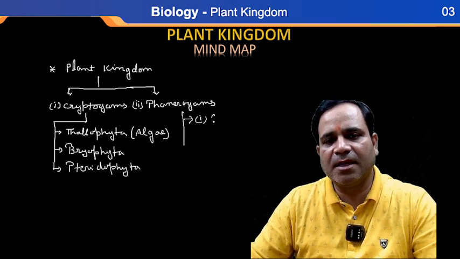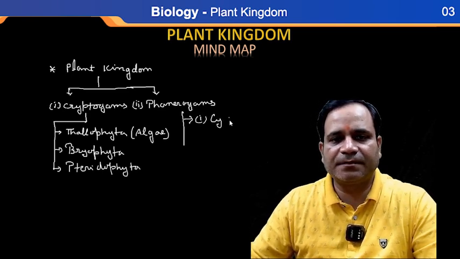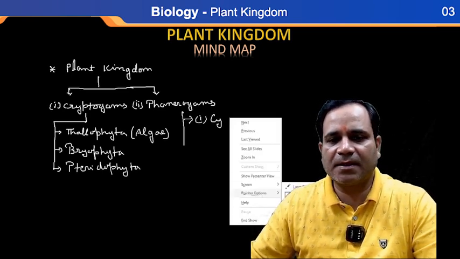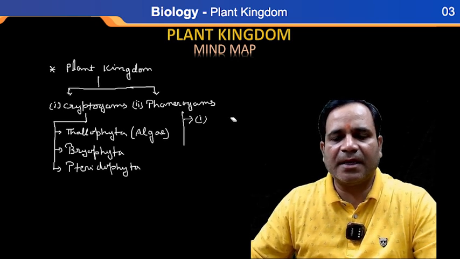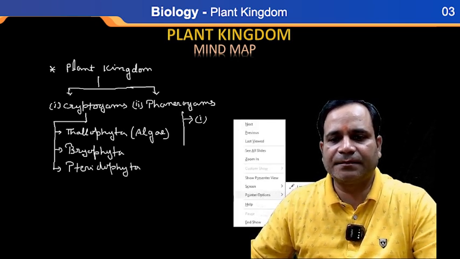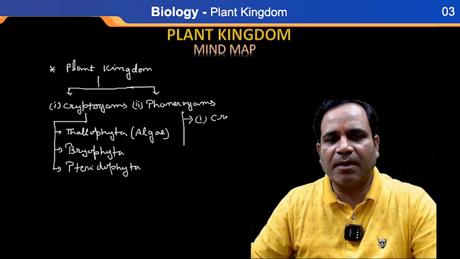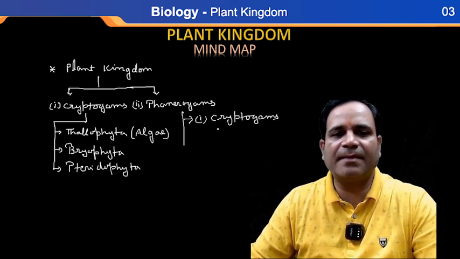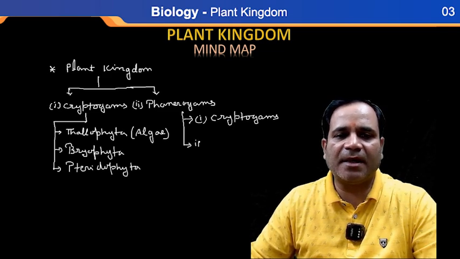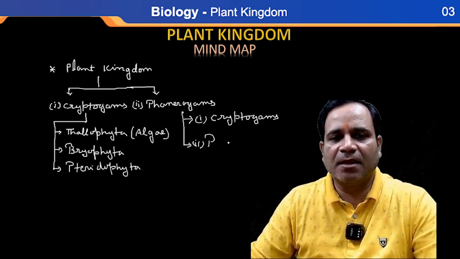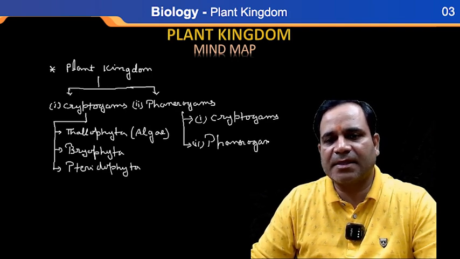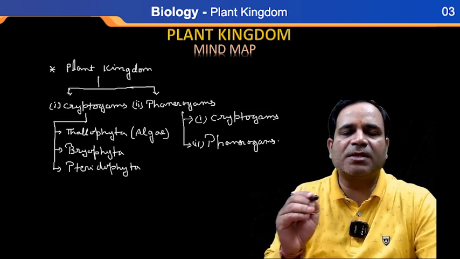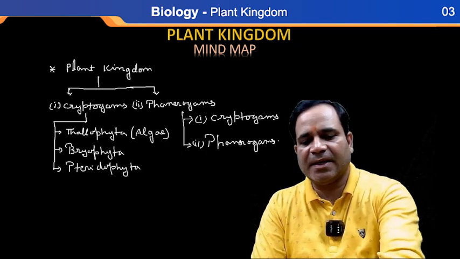One is what? Cryptogams. Wait for a moment. What I'm saying here is cryptogams. Number one is cryptogams, and the second one is phanerogams, my dear. What I'm writing here is phanerogams. Is that clear? So see, in this way the classification is here.